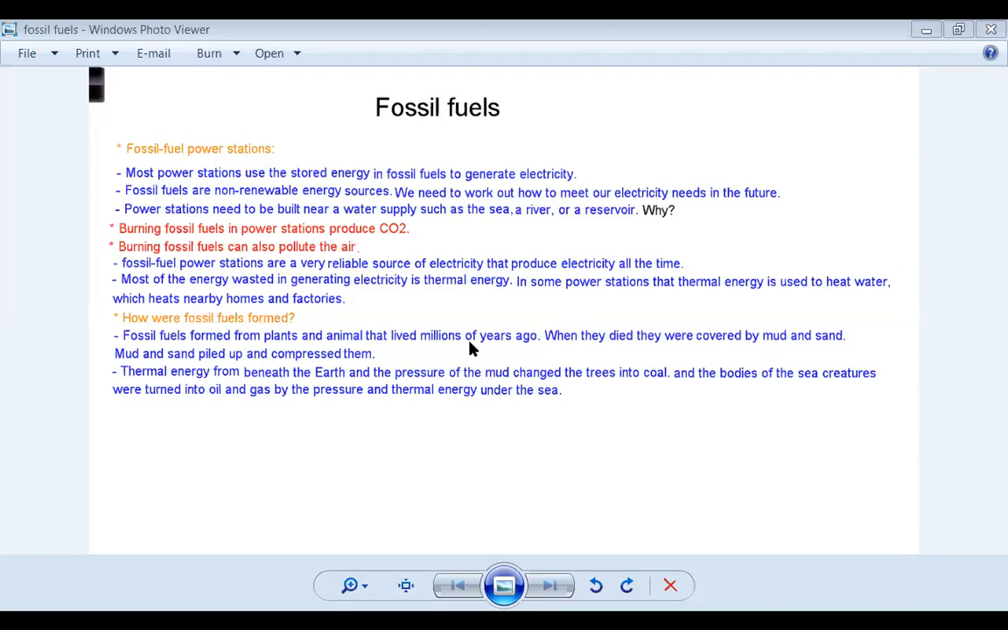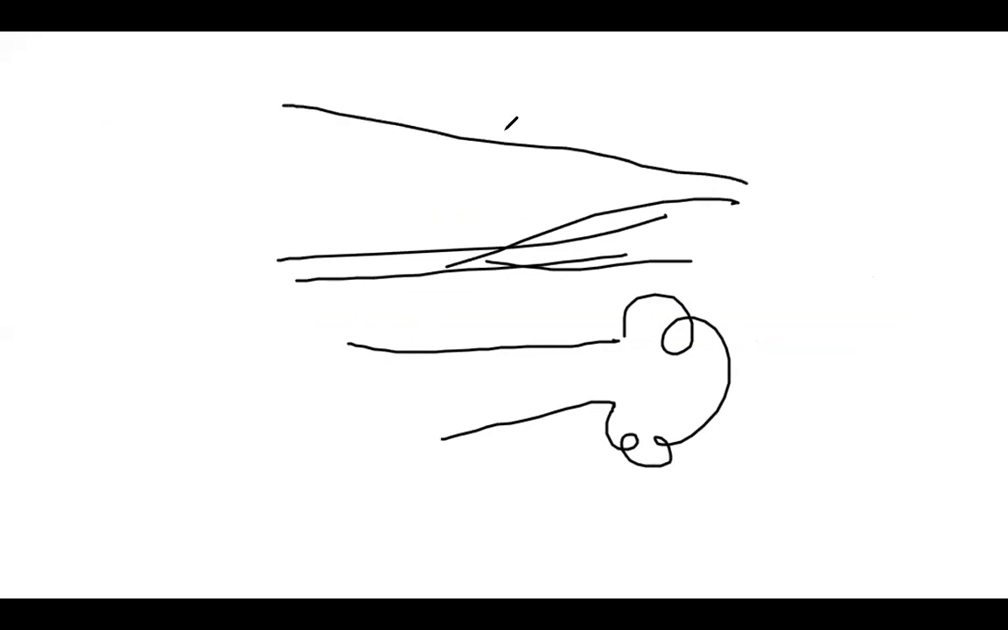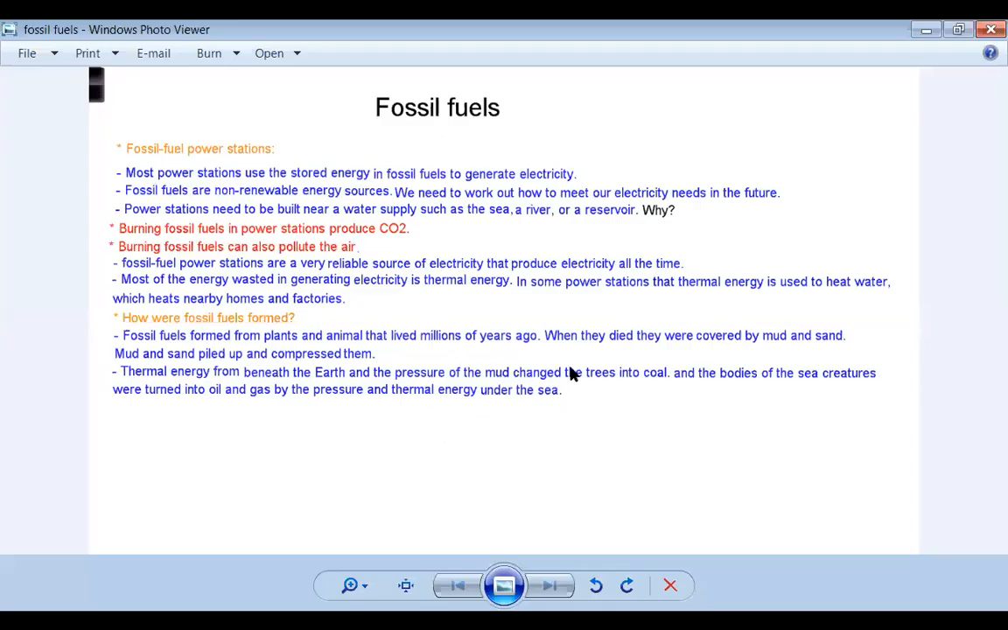When trees died, let me share the whiteboard, okay? So when trees died, they were buried under the ground, and mud and sand covered them with layers and layers. So they were very deep under the ground. Then this squeezed them under the ground. So when they died, they were covered with mud and sand. Mud and sand piled up and compressed them.